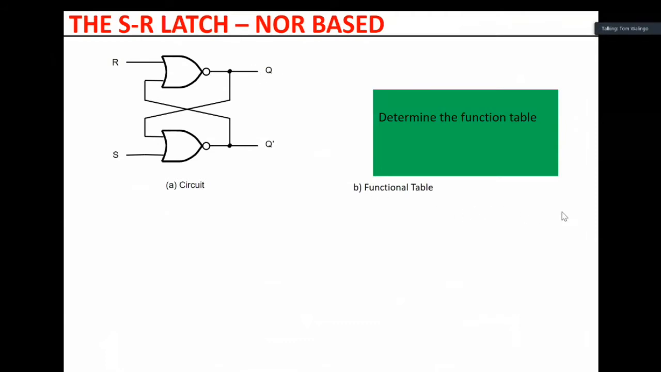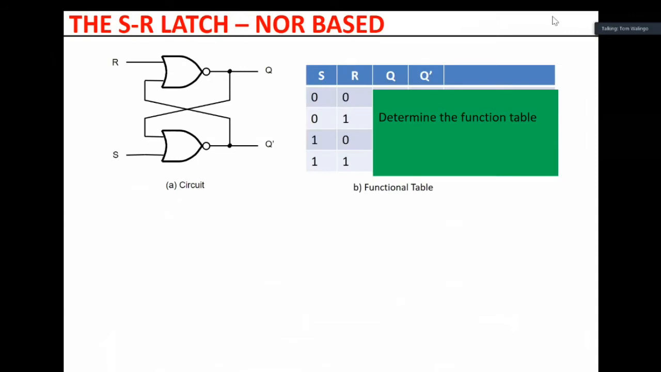Now, we've got a functional table. Remember, this is supposed to be the complement of Q. Can you just draw that table? Nobody is looking at you, or you can share your screen after that and give me these values. Are we together?